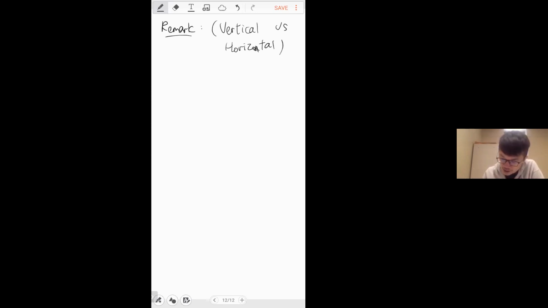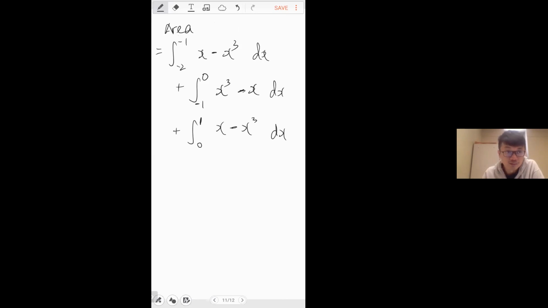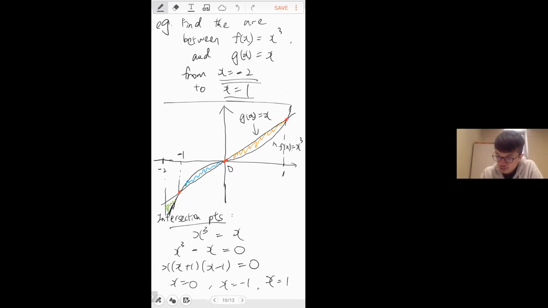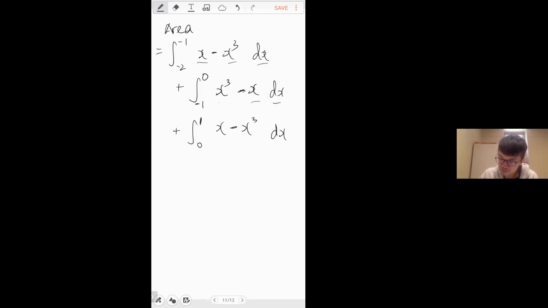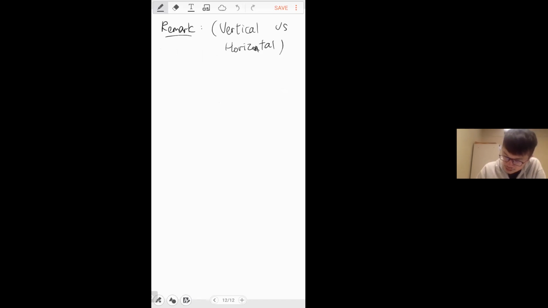So the examples we did so far, we always set up the integrals in terms of the variable x, right? So we're always using x here and then dx. And the reason is because in these examples, we computed the area using the vertical rectangles. I'll explain that in a second. Actually, I'll explain it now.